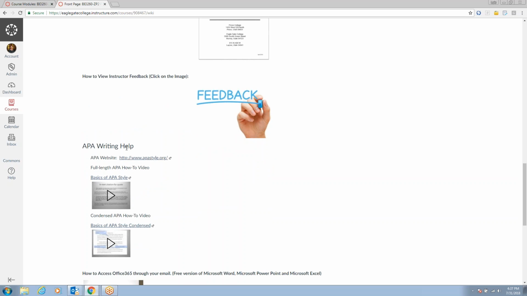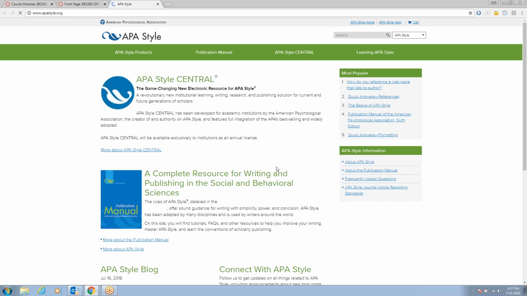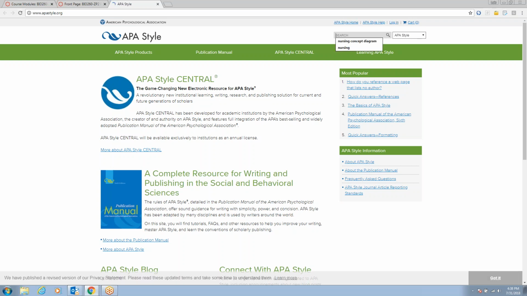Under APA Writing Help, it's just small. APA website, you can click on that and it takes you straight in, and this comes right from the American Psychological Association, and you can look for things in there. If you're going to cite a website, you can't just put in the URL. You need to put in all the information. You can just go up here and look for citing websites or whatever you're looking for.